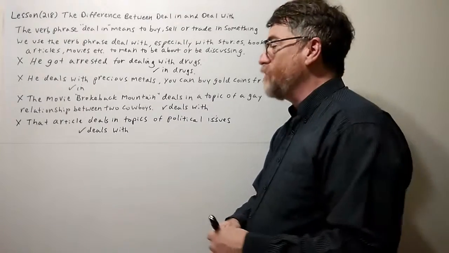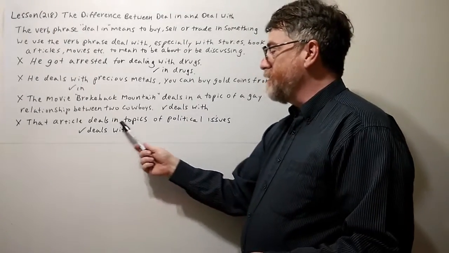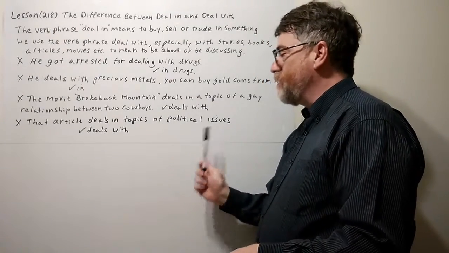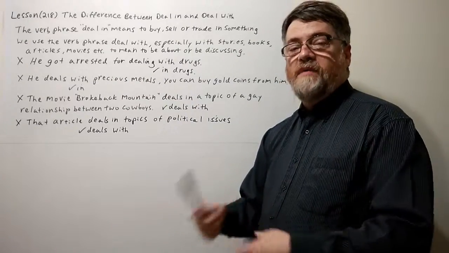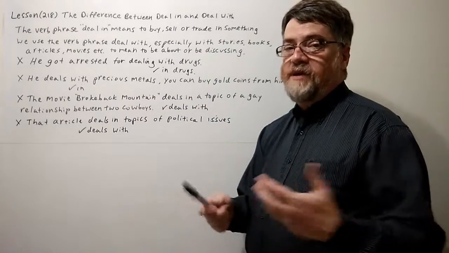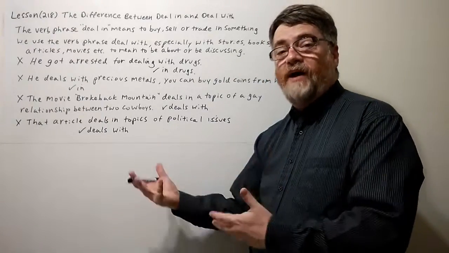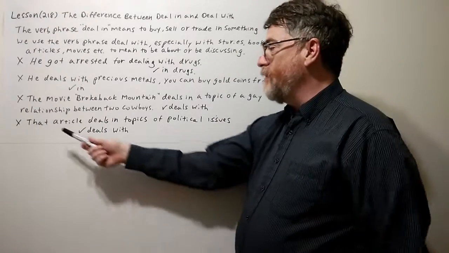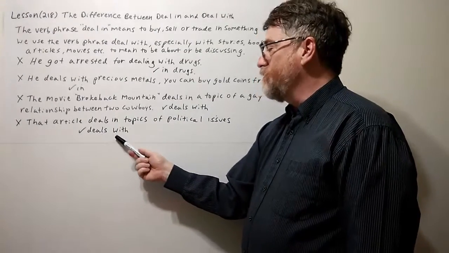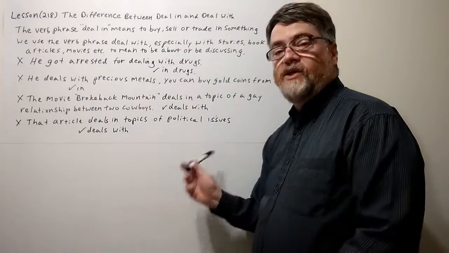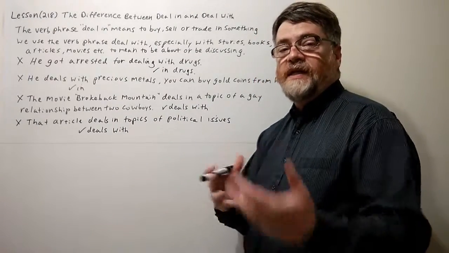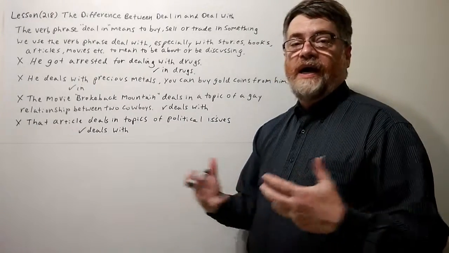Okay, and let's look at the last one here. That article deals in topics of political issues. No, again, remember, deal in means do business. They don't mean do business. They mean this is what it is about. This is what it discusses. So this article deals with topics of political issues, which means it discusses this. This is what it's talking about.